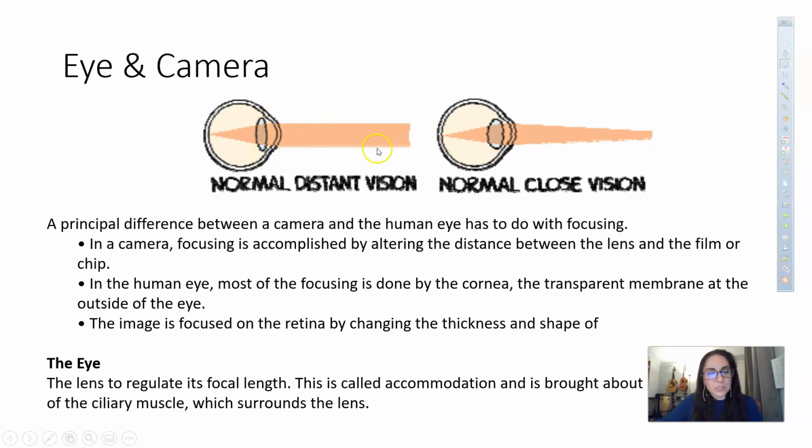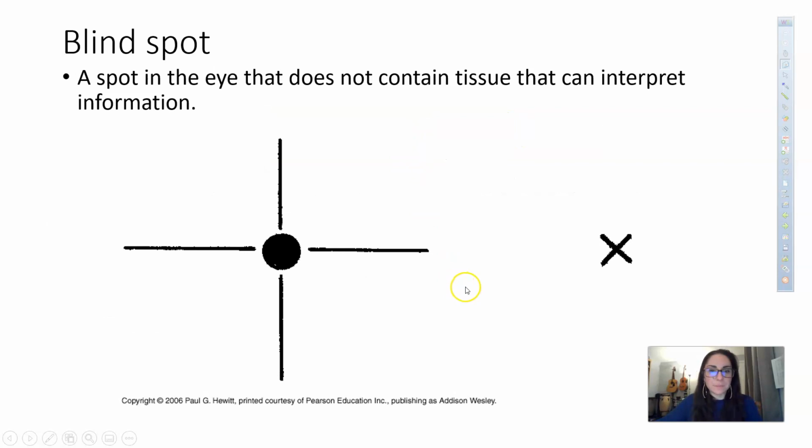So normal distant vision, so light coming in from very far away, your eye kind of relaxes. Actually, I don't know if it relaxes or contracts to make this, but it does something to cause the light to hit that back. And then same thing right here. Notice that if you're close up, the lens has to change so it comes back here.